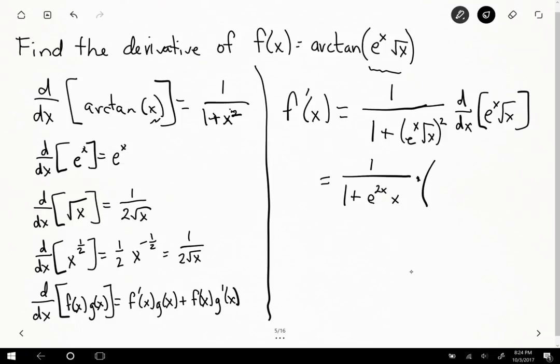So product rule, what do we have? We take the derivative of the first times the second, so times the square root of x, plus, hopefully I can fit this all on the page here, e to the x times the derivative of the square root of x. Ooh, I made it. Yay. Okay. And hopefully we can see all that.